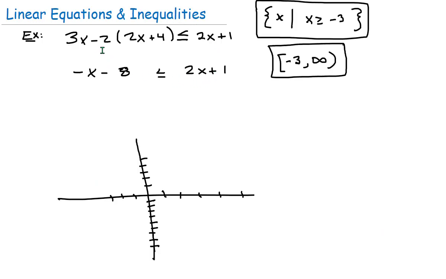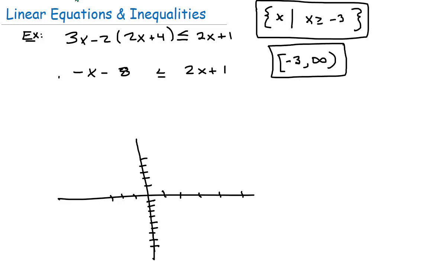Okay, so now let's take a look at what this would be as a graph. We already solved it algebraically. We know the solution set is any numbers -3 or more. But if we go back a few steps, we recognize we simplified this to be -x minus 8 on the left side and 2x plus 1 on the right side.